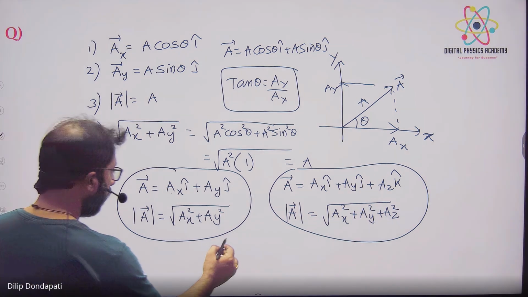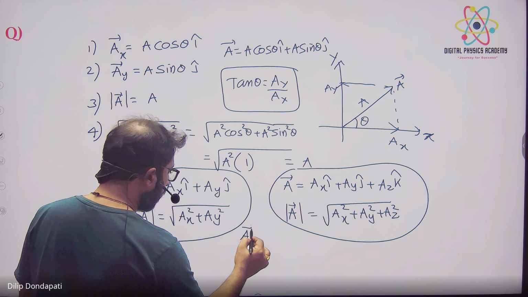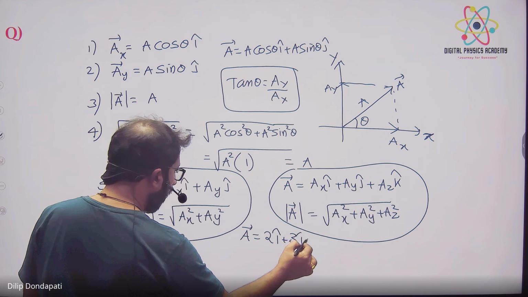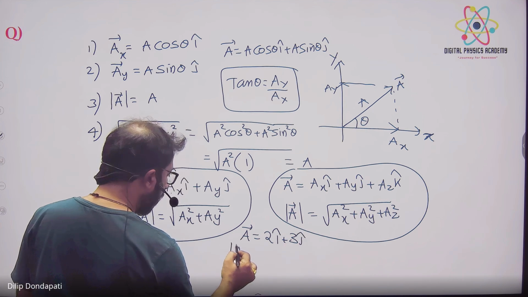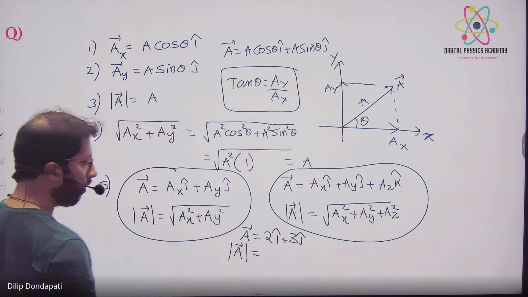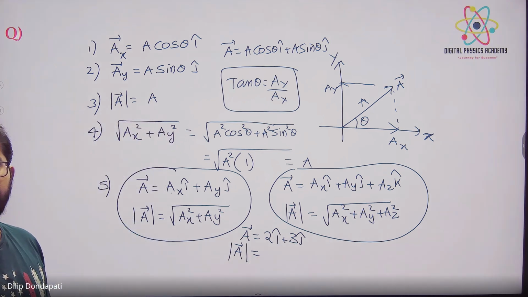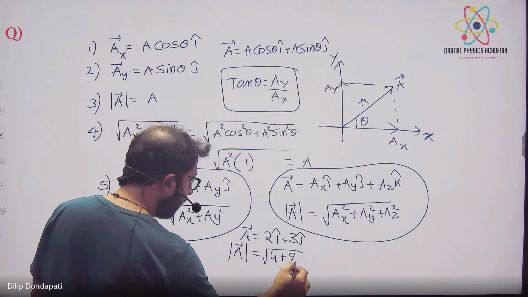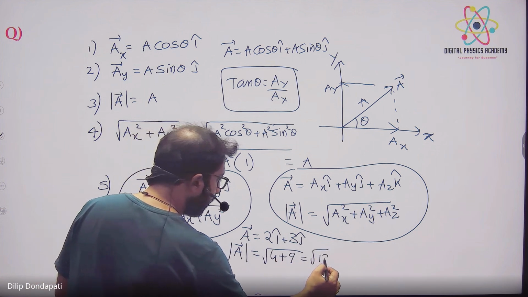तो suppose, इसका answer बोलो. Suppose A vector is given to you 2i cap plus 3j cap. How to find magnitude A? Mod A find करो. 4 plus 9, like root under 13. Under root 2 square plus 3 square, 4 plus 9. So under root 13 is the answer.